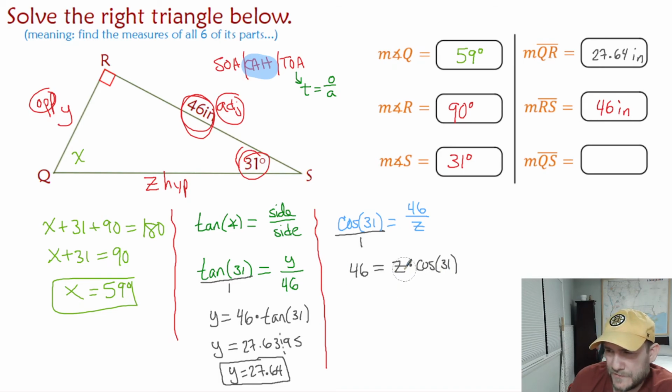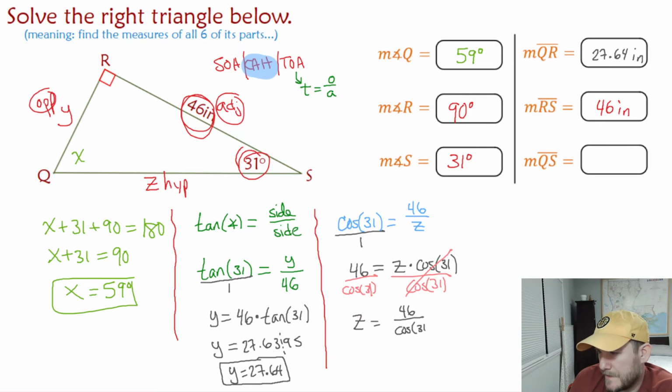So we haven't even solved for z yet. We still have one more step. We have to divide both sides by the cosine of 31. That'll get it to cancel on this side. And over here we'll get 46 divided by cosine 31. So it turns out z is actually going to be 46 divided by cosine of 31, even though y was 46 times the tangent of 31. Sometimes you multiply and sometimes you end up dividing, just the way it is.